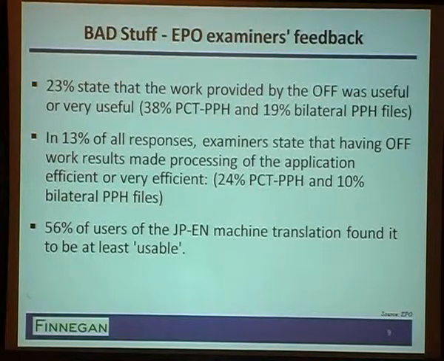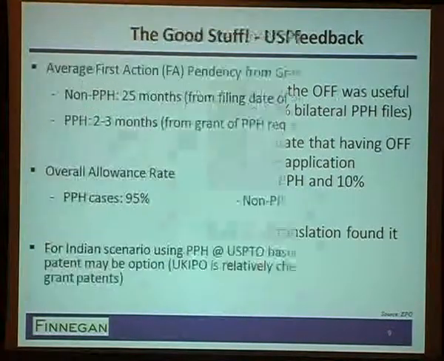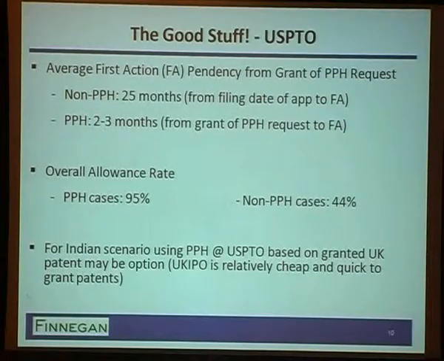And if you look at the statistics, there are not many filings anyway at the request at the European Patent Office. 56% of the users, of course, were very happy with the translations, because if you see, Japan is one country which uses the prosecution highway a lot. So the good stuff is that the USPTO, however, likes this. They seem to have a very good allowance rate, and it does accelerate the proceedings in the US.